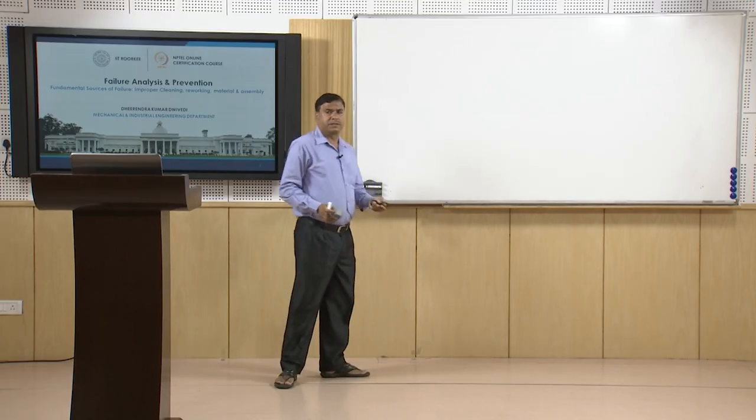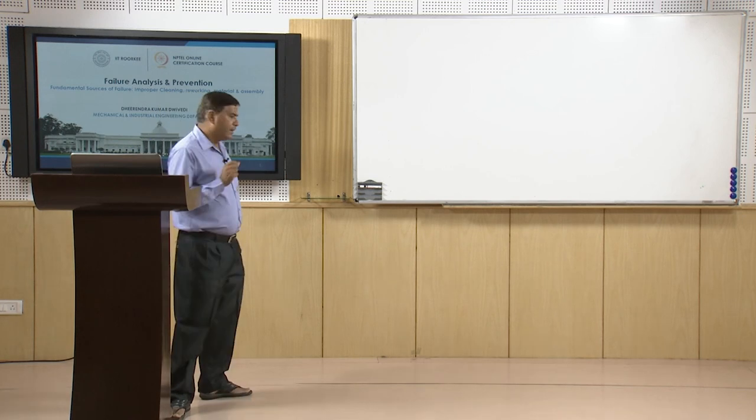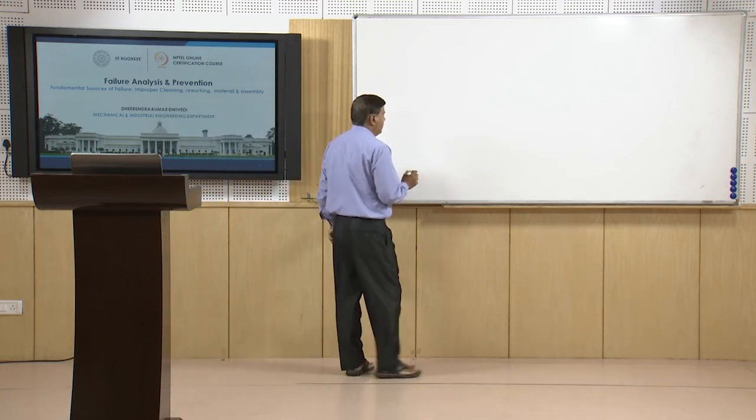Another aspect: during acid pickling followed by coating or welding, hydrogen is introduced, and this hydrogen can be problematic, especially in high strength steels, in the form of hydrogen induced cracking. Chemical cleaning followed by coating becomes more problematic because it does not allow the hydrogen to escape from the metal which has been cleaned by the acids. This is one typical photo showing how chemicals are used for cleaning purposes. Reworking and repairing is another important aspect.